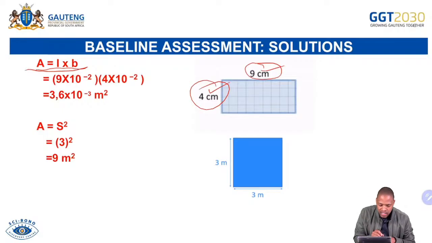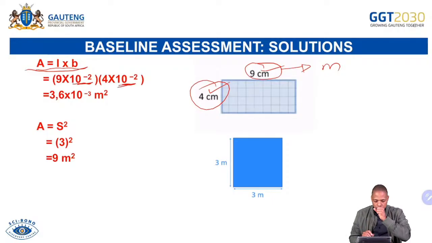And look at how I've written it. 9 times 10 to the power minus 2. That's me converting 9 centimeters to meters, okay? Right. Multiply by 4 times 10 to the power minus 2. Excuse me. That is me converting again from centimeters to meters, 4 into meters. That's the conversions that I'm doing. I put it in the calculator. It gives me 3.6 times 10 to the power minus 3 square meters. Okay? Because this is area.